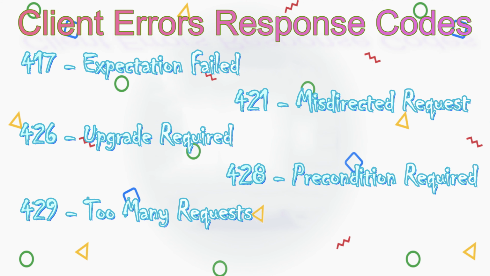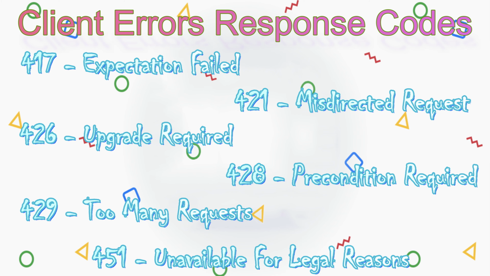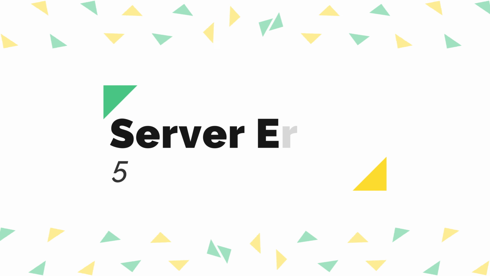If the user has sent too many requests in a given amount of time, because of rate limiting, a 429 error happens. A requested resource that cannot legally be provided, such as a web page censored by the government, usually causes a 451 error. Most of the errors that occur usually are of the 400 series. Now, let's move to server error responses.